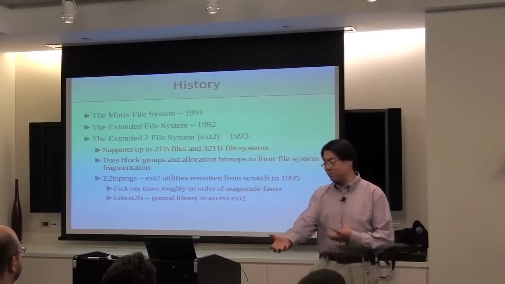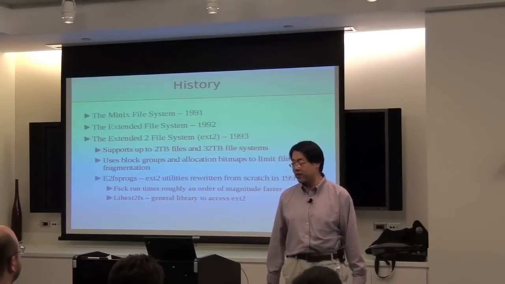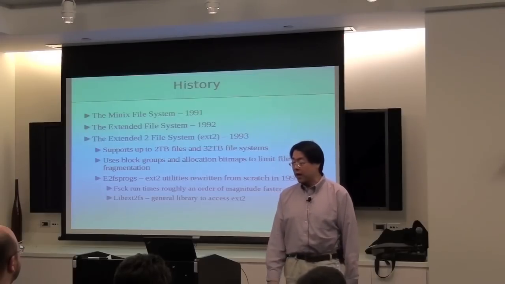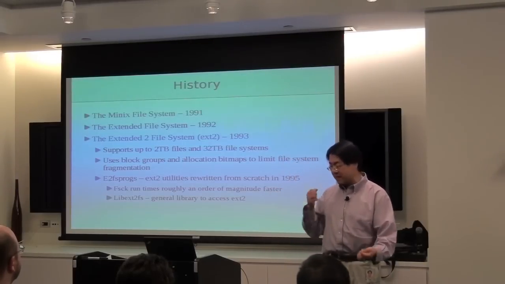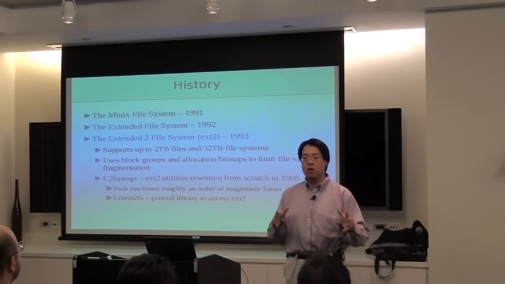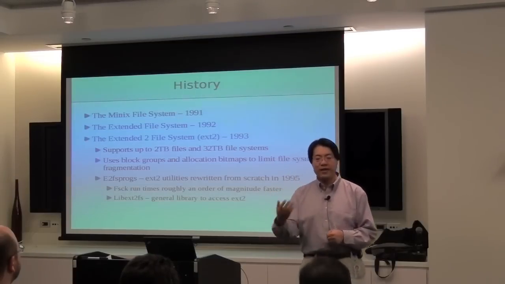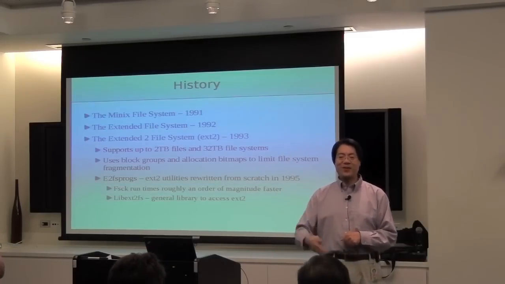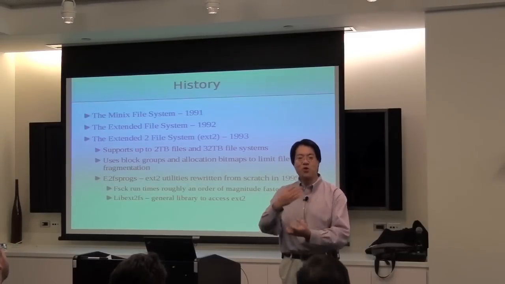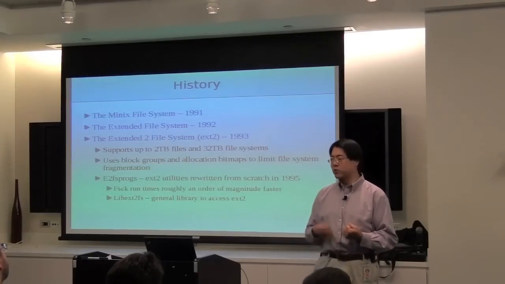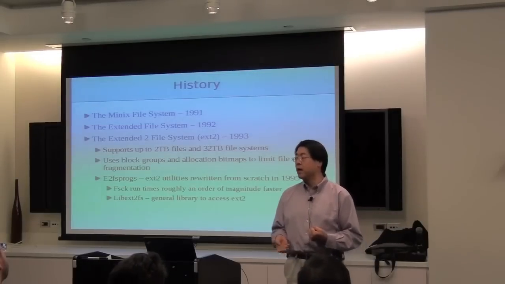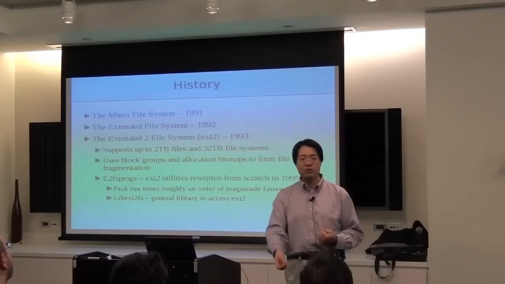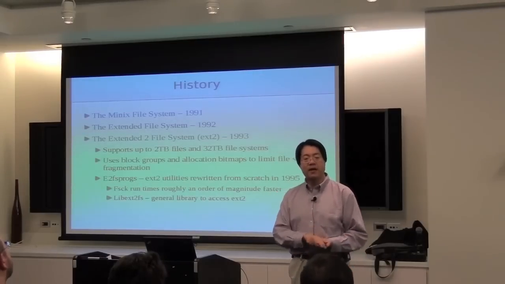A year later, we were running up against the limitations of the extended file system, and we came up with the extended 2 file system. And at this point, this is the file system that actually starts to look a whole lot like what ext3 and ext4 would look like. That's because by the time we got to ext2, we kind of figured out that file systems were things where you wanted to add new features. And so there were some explicit design decisions made where we could easily add new features to the file system while remaining format compatible.